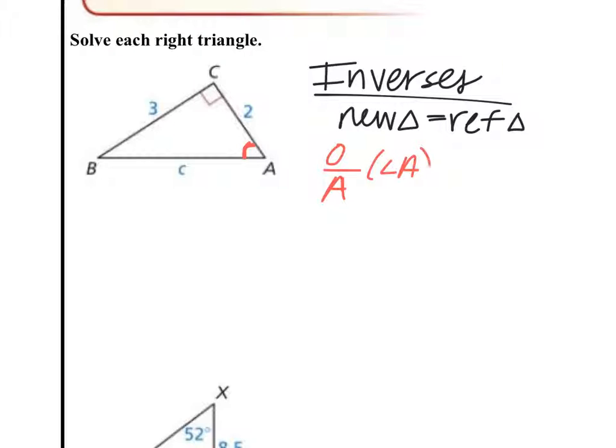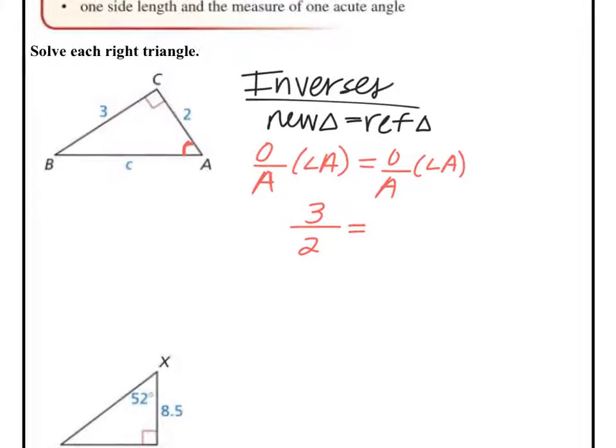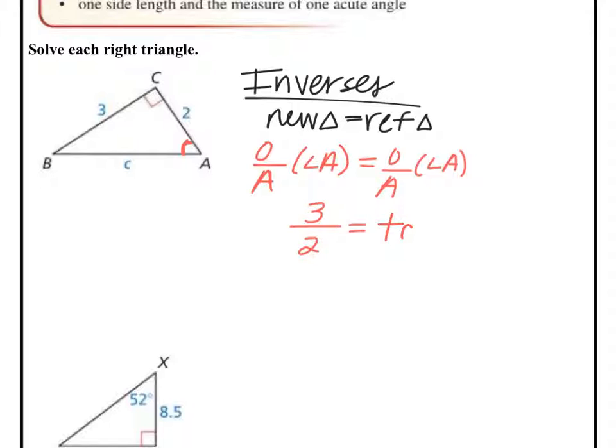I know this is weird because it's all letters right now. Equals opposite over adjacent from angle, some angle. We're going to call it angle A right now. Okay? And now let's replace what we know. We know that on the new triangle that would be 3 over 2, opposite over adjacent. And O over A is which ratio? Sine, cosine, or tangent? Tangent. So we have to use tangent of angle A, which we do not know what that is yet.